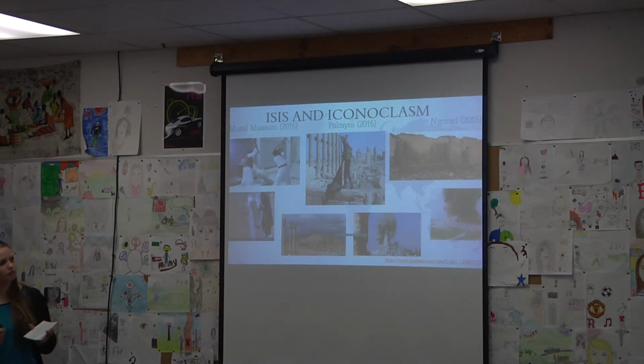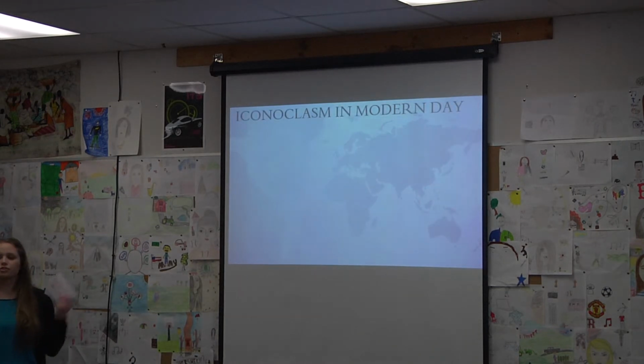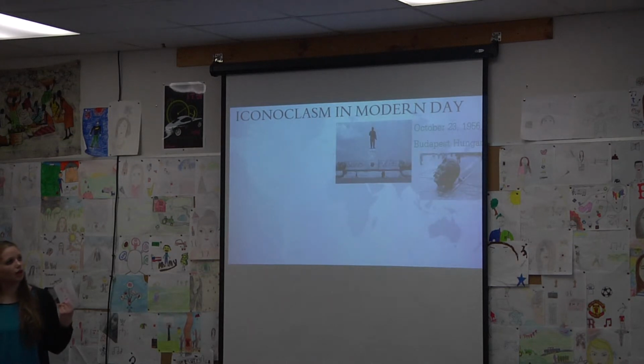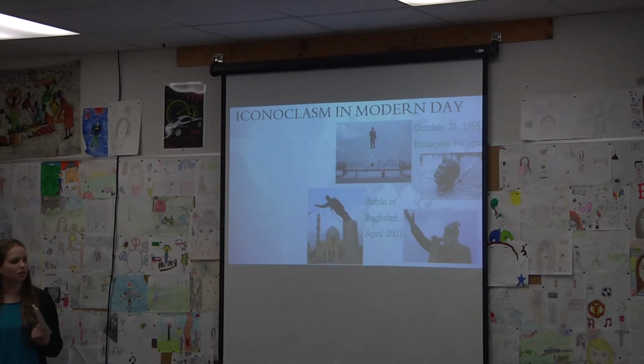Nimrud was another example. That is the Assyrian capital, and right now Palmyra, which is in Syria, actually is still occupied by ISIS. However, it's not just Islamic groups that are doing forms of iconoclasm. In Hungary, after Stalin was killed, they tore down a statue of Stalin. We are actually not innocent. During the Battle of Baghdad, we destroyed a monument of Saddam Hussein.